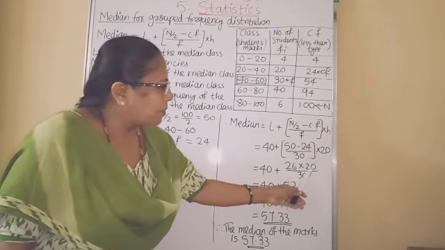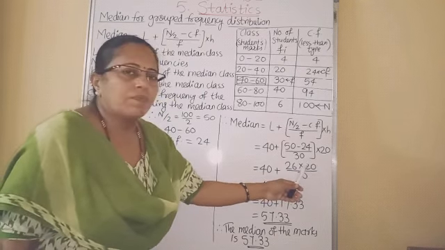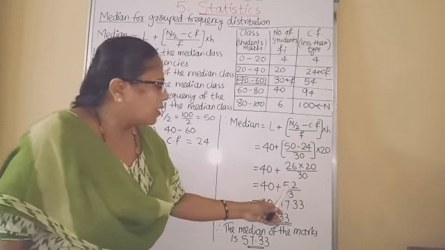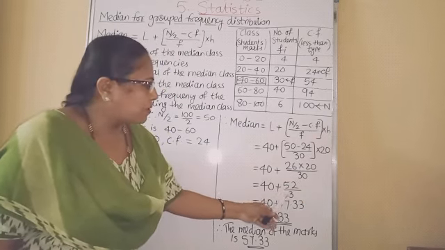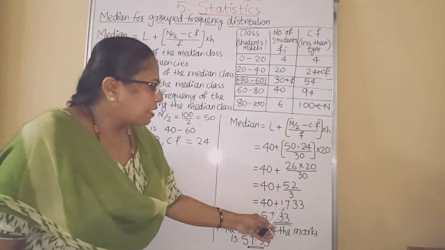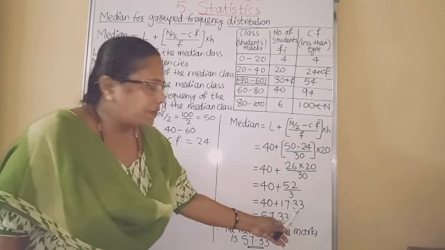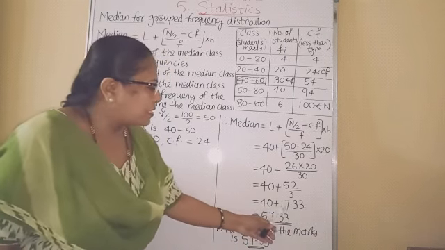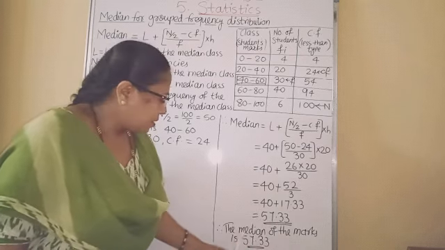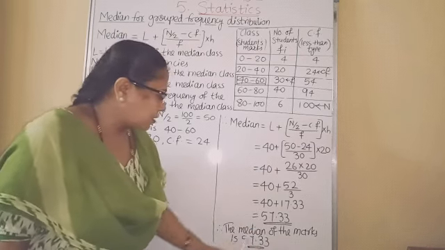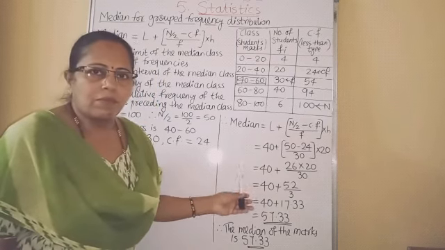Now if you simplify this, the zeros get cancelled. We will get 26 into 2, so 26 into 2 is equal to 52, that is 52 upon 3. Now divide 52 by 3, we will get 17.333 recurring. Up to 2 decimal places we will write the value. So 40 plus 17.33 we will get 57.33. Therefore the median of the marks is 57.33.